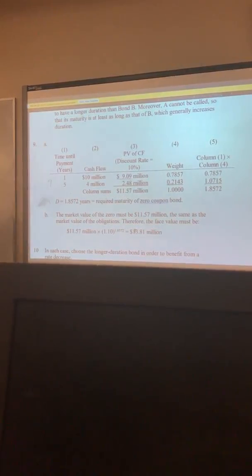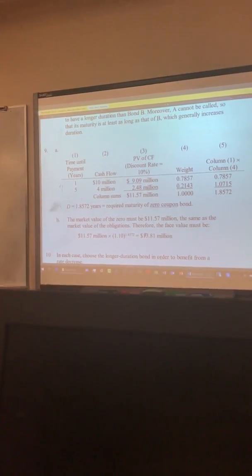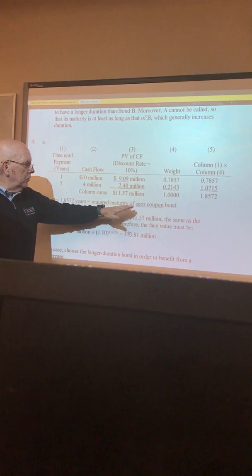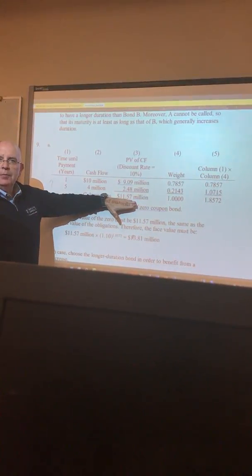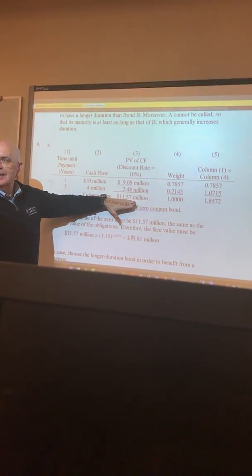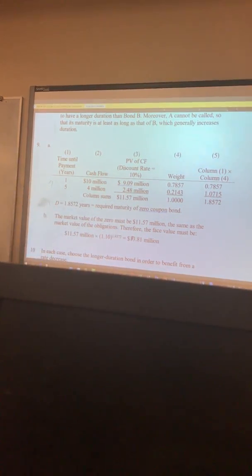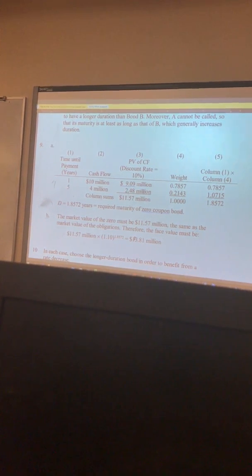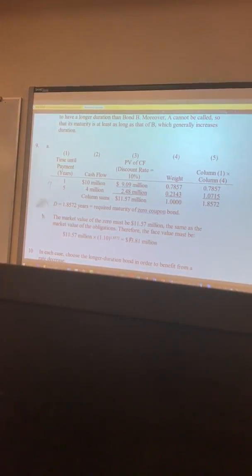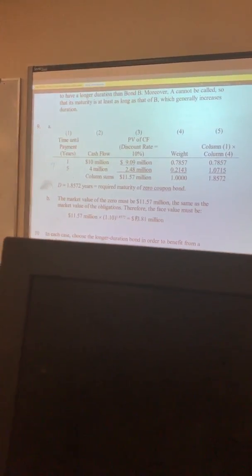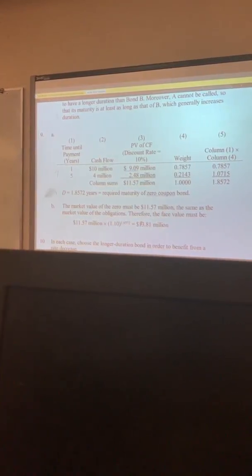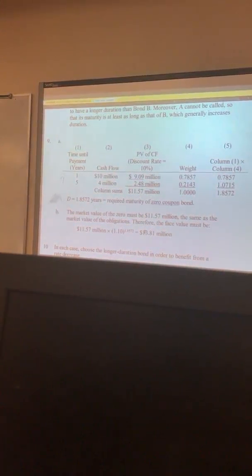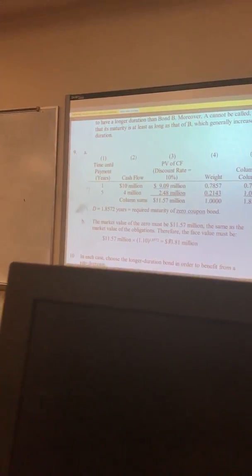Okay, how much is the market value of the zero coupon bond? Well, we have an $11.57 million value today, the present value of the obligation. So how much do you have to have of the asset to fund it? $11.57 million in market value. Does that make sense for everybody?